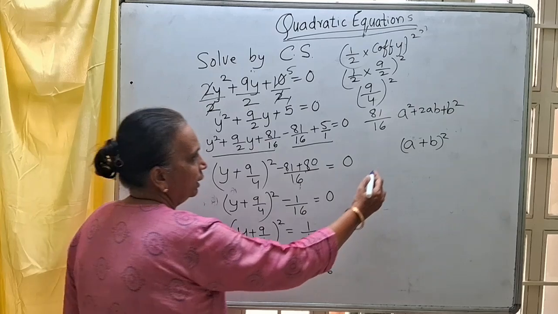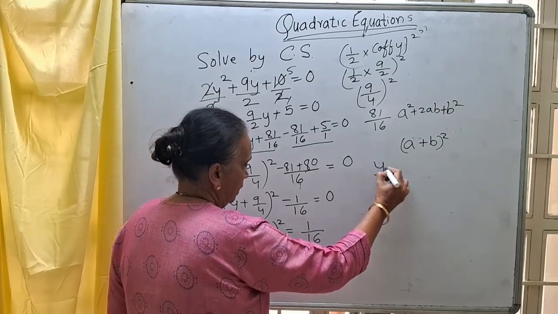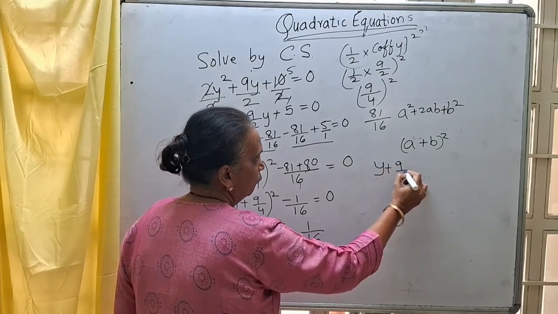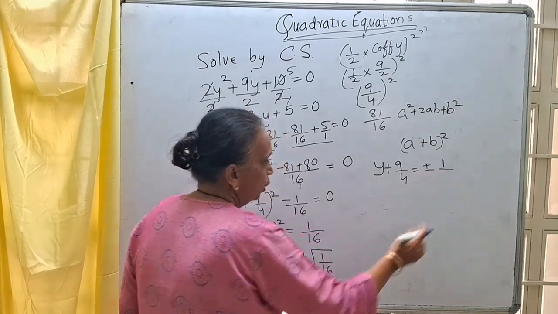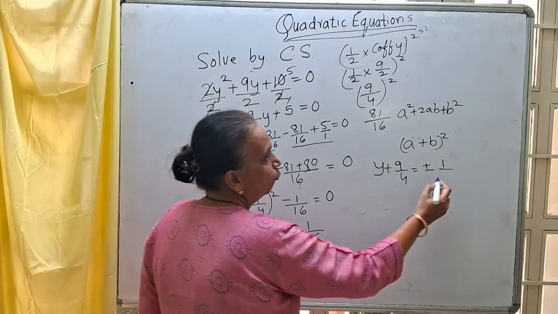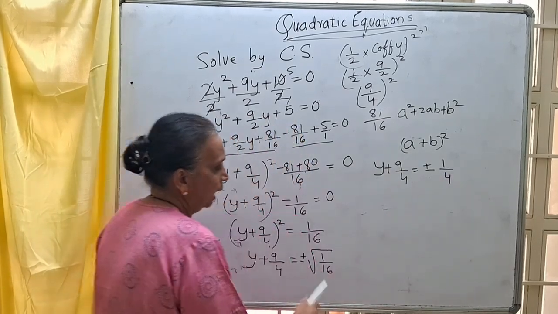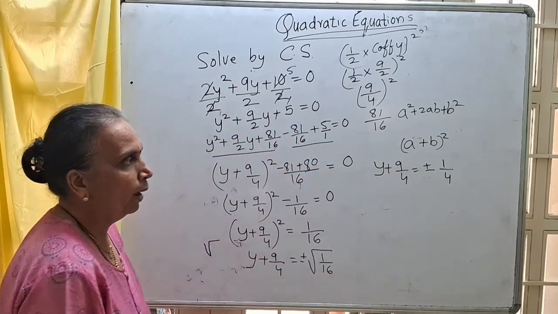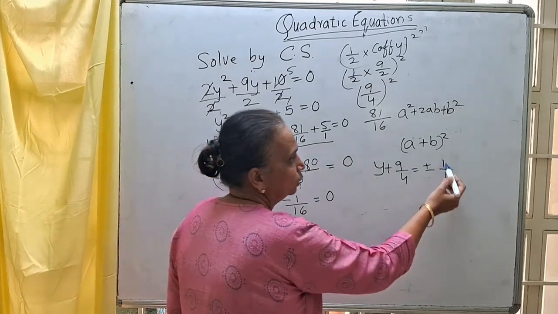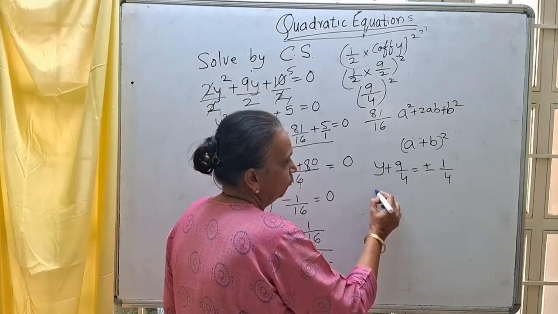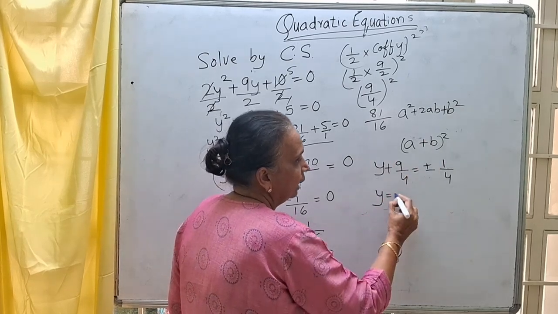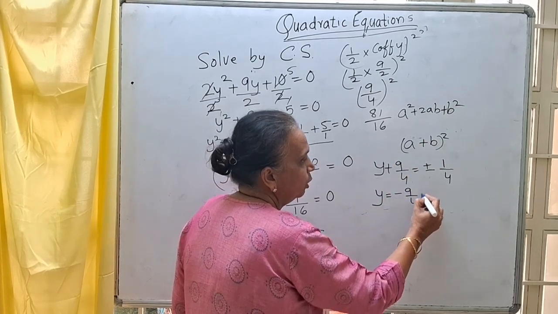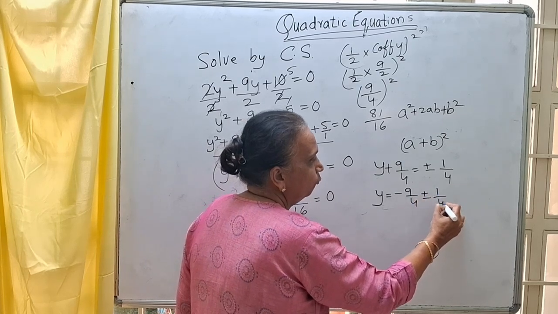Okay, so what I will be writing? I will continue here. Y plus 9 upon 4 is equal to plus or minus 1 upon root of 16, which is 4. Yes, and root of 1 is nothing but 1. So I got plus or minus 1 upon 4. So again, variable on one side, number on other side. This I am going to take first there. I will be getting minus 9 upon 4 plus or minus 1 upon 4.